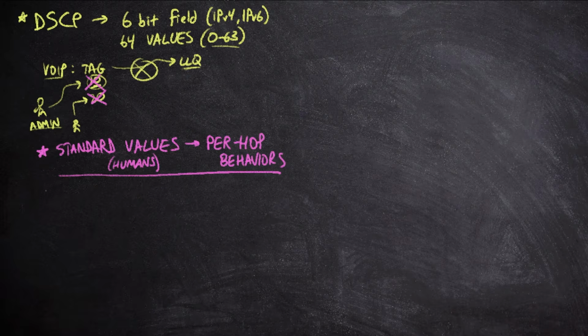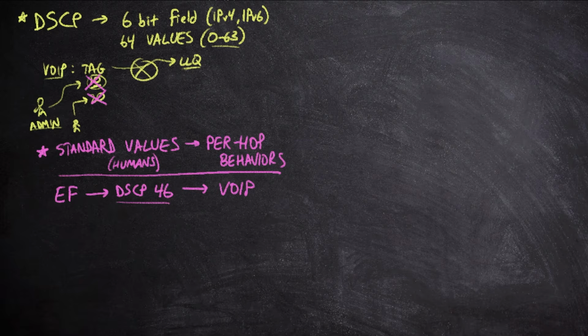For example, we have a PHB, a per hop behavior of expedited forwarding, we call it, or EF. And EF is matched to DSCP 46. That feels a little arbitrary. There's actually reasons for why DSCP 46 was chosen, but either way, it's a fairly high value. And this typically is used for voice over IP.